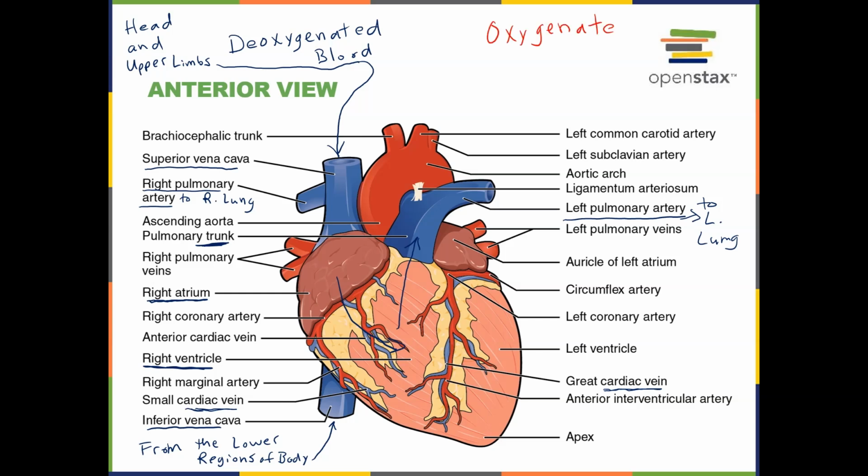I switched from blue to red to represent oxygenated blood coming from the lungs into the left atrium. The left pulmonary veins are draining blood from the left lung, and right pulmonary veins are draining blood from the right lung. Then the left atrium pumps blood down into the left ventricle. The left ventricle pumps blood out into the aorta.